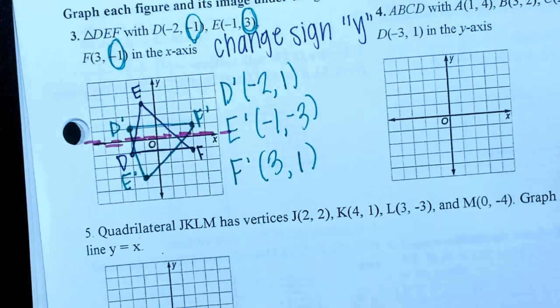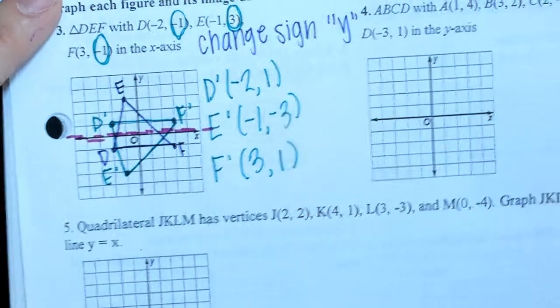So if we reflected over the x and we change the sign of the y, when we reflect over the y, we change the sign of the x. So do number 4. It just swaps. Reflect over the x, change your y. Reflect over the y, change your x. So try 4.